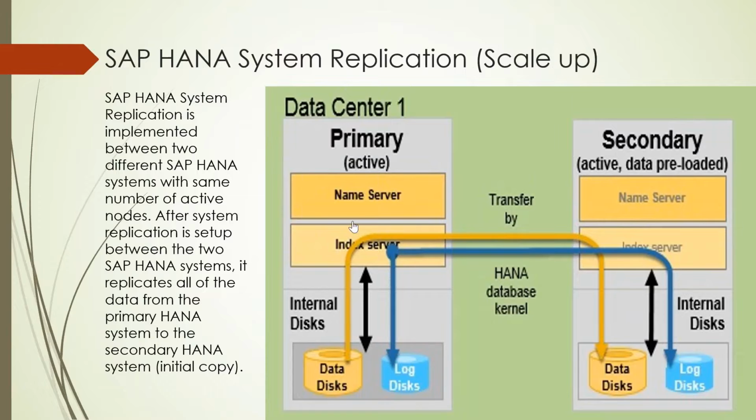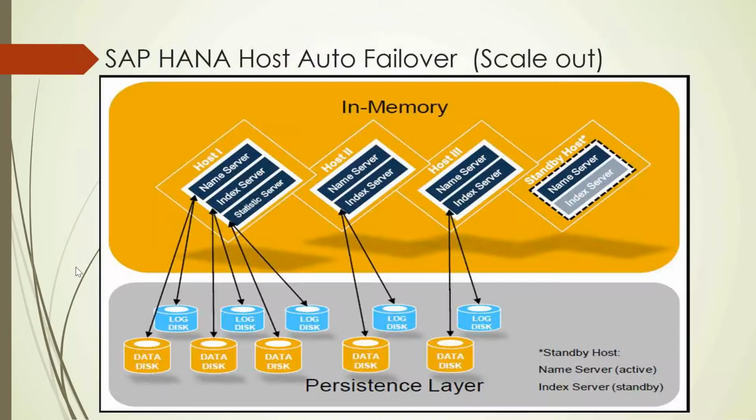Your primary will be active, all the applications will be connected to the primary, and the secondary will be inactive. Once the primary goes down with some unplanned downtime, then we can bring up the secondary as a primary, and all the connections we can repoint to the secondary, that is the primary database. Yeah, so we'll see that.